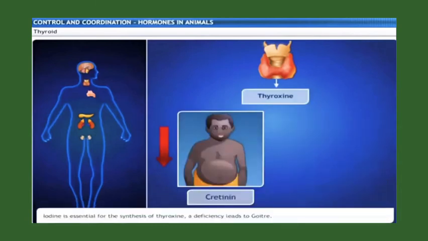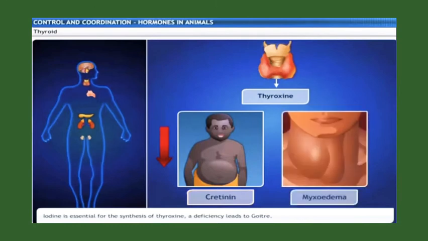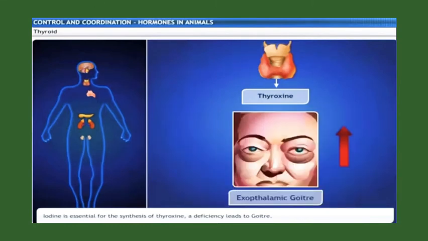Hyposecretion of thyroxine leads to cretinism in children and myxedema in adults, whereas hypersecretion leads to exophthalmic goiter in adults.